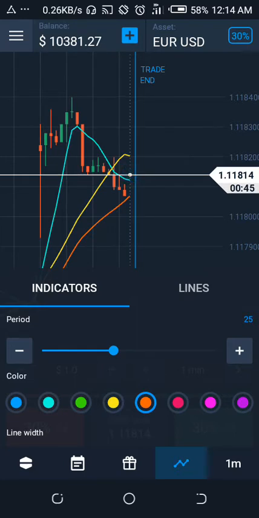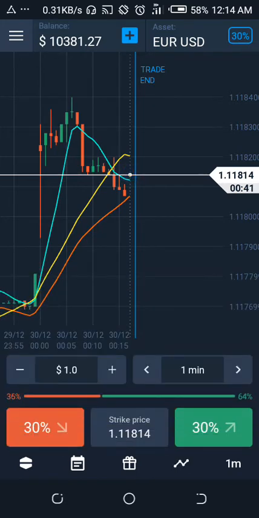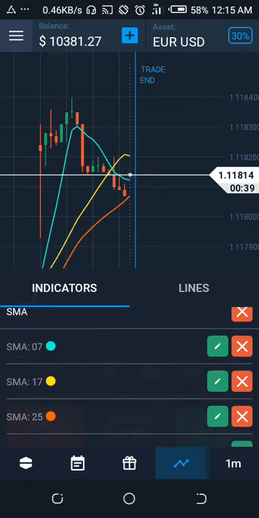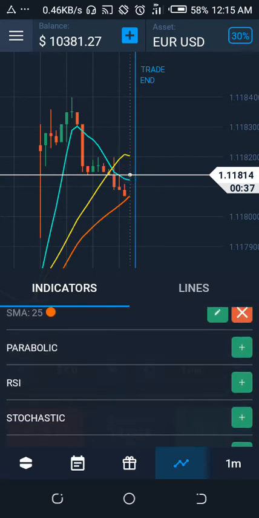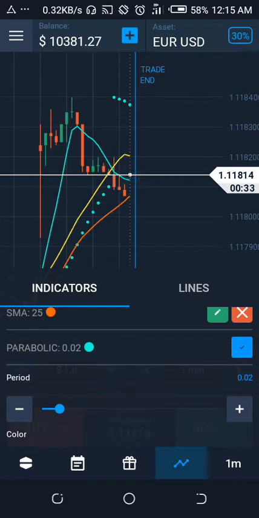Now you have to set the parabolic also. Here is a parabolic. Just scroll up. You see parabolic. This is a parabolic. Then parabolic, just leave it as the first setting. Don't touch it. Don't do anything. Just leave it like that as the first setting. It has been set to 0.02, which is what we are going to make use of.